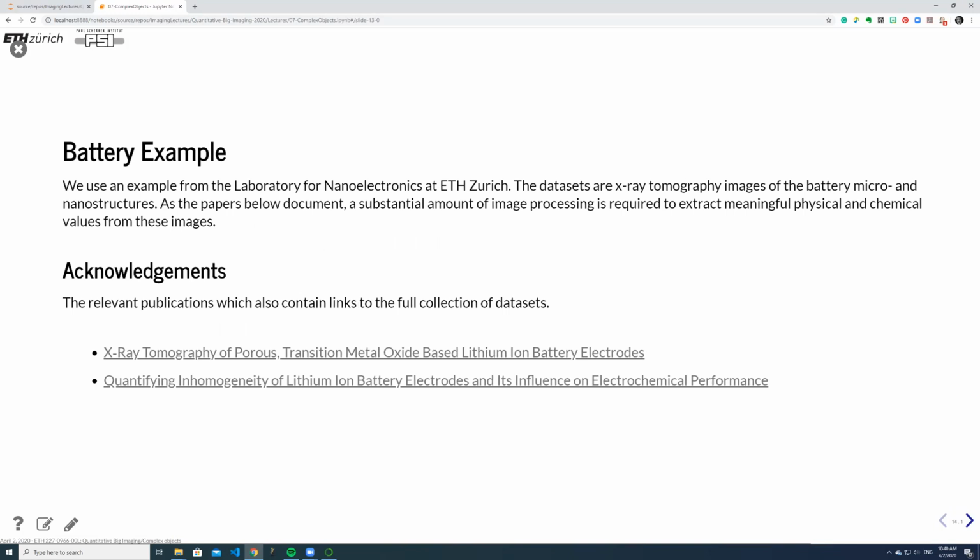Now we switch to another example, and this is from a battery. So we're looking at the anode of the battery, and the background information for this you find in these two papers, mainly in the first one, but the second one is also going in the same direction. The difference between them is that in the first one, the items in the image are round or almost spherical, while the other one has more irregular structures. So it's a little bit different in shape.